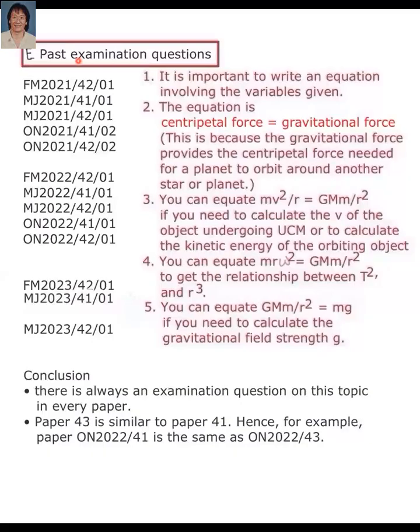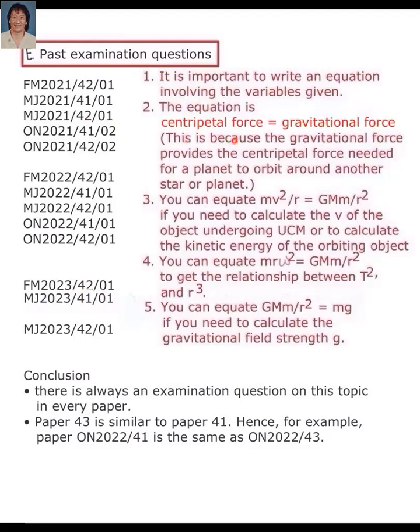E, the past year examination questions. These are the examination questions that have come out in the examination since 2021. Number 1, it is important to write an equation involving the variables given. Number 2, the equation is centripetal force equals to gravitational force.